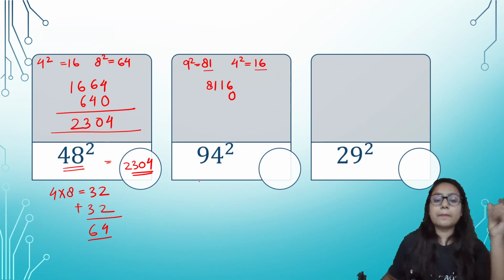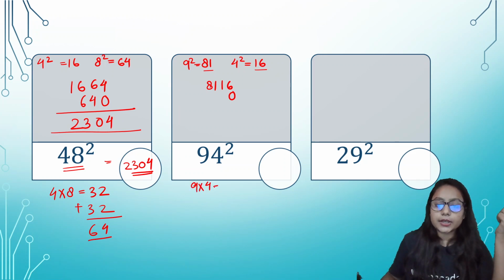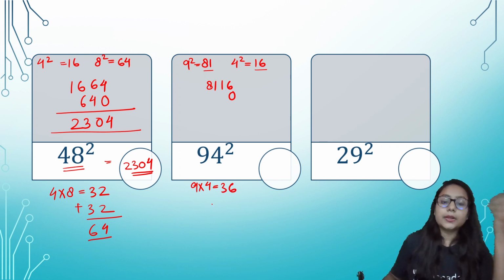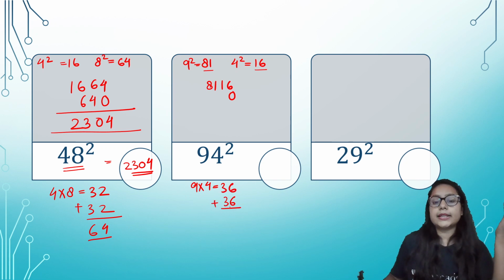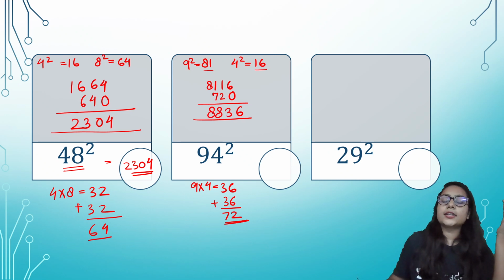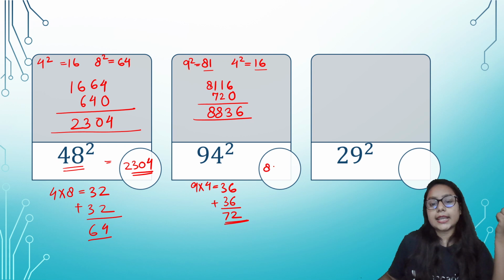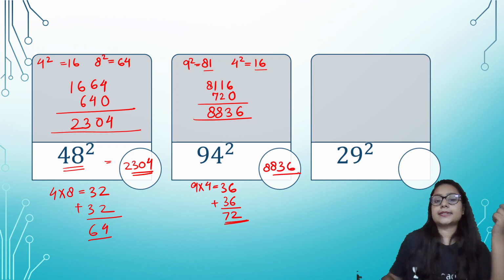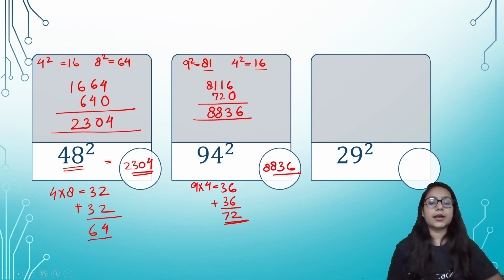Then what is the next step? Multiply the digits of the number and double the product. 36 plus 36 gives me 72. So write 72 here and add it. What do you have? 6, 3, 8, 8. So what is the square of 94? It is 8836. Alright, I hope it is clear, everyone.